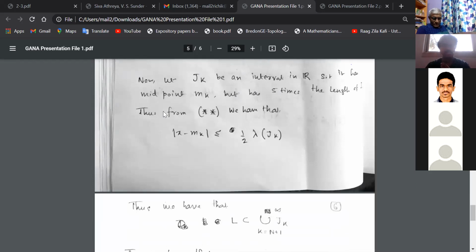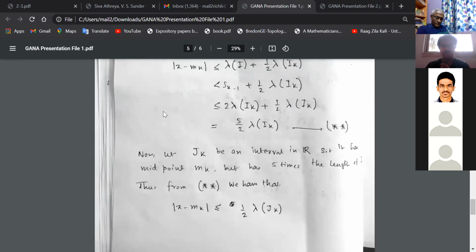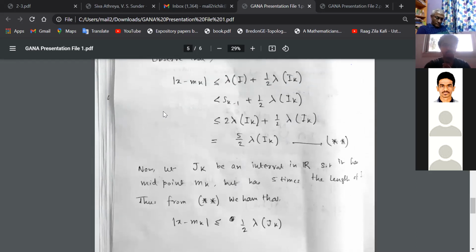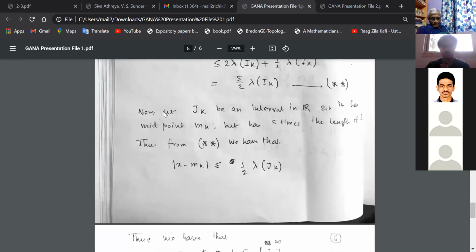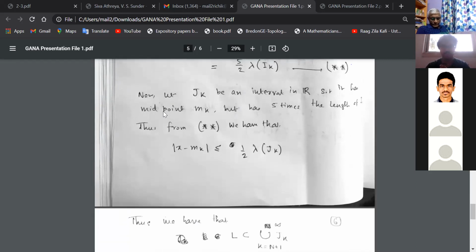Now let J_k be an interval in R such that it has midpoint m_k but has 5 times the length of I_k. Why are we considering 5 times the length of I_k? Because here we have |x - m_k| less than or equal to 5/2 λ(I_k), so basically it's half of 5 times λ(I_k). If we increase the length 5 times, it becomes |x - m_k| less than or equal to half of λ(J_k).